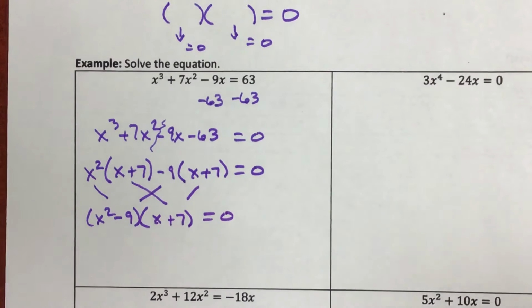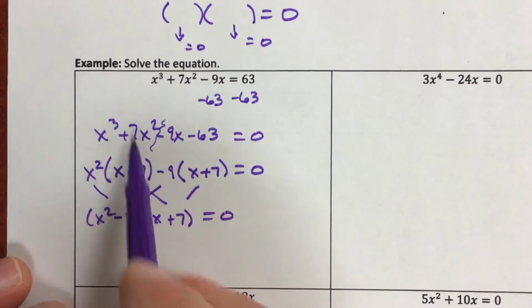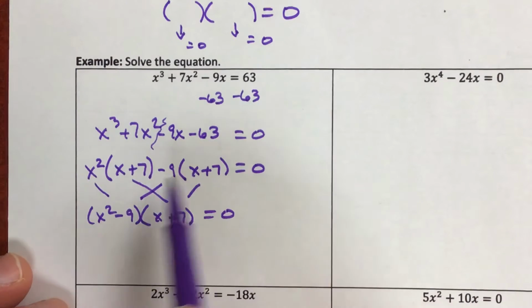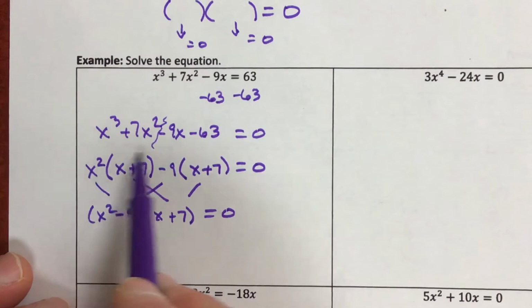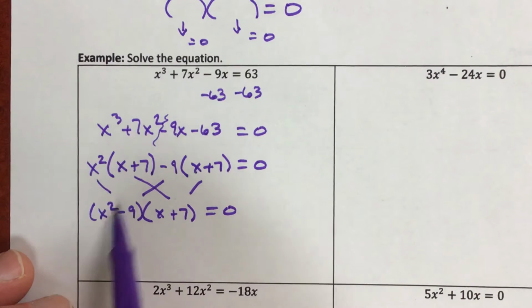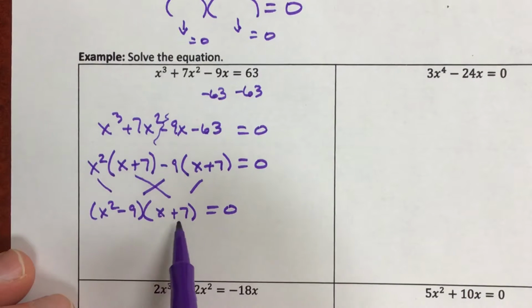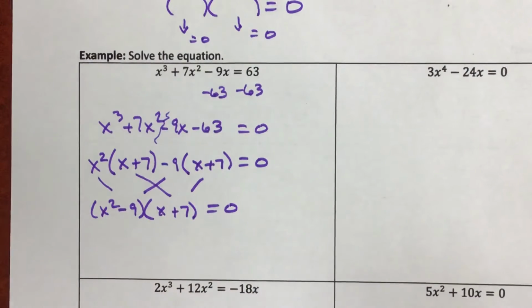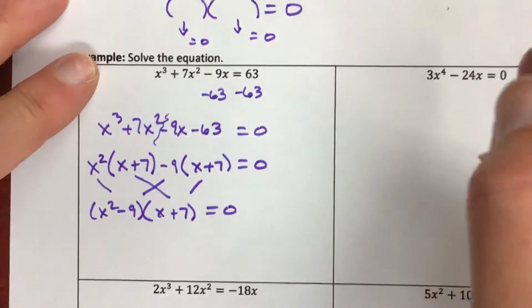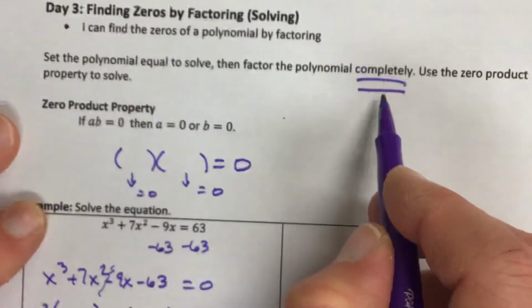So again, we've factored three times here. You took a greatest common factor out of the first two terms, you took a greatest common factor out of the second two terms, then you took a greatest common factor of these two terms, which happens to be the x plus 7, and then you're left with x squared minus 9 times x plus 7. So you're thinking that we're done, but we're not. Remember, we get to go to this thing called factor completely.